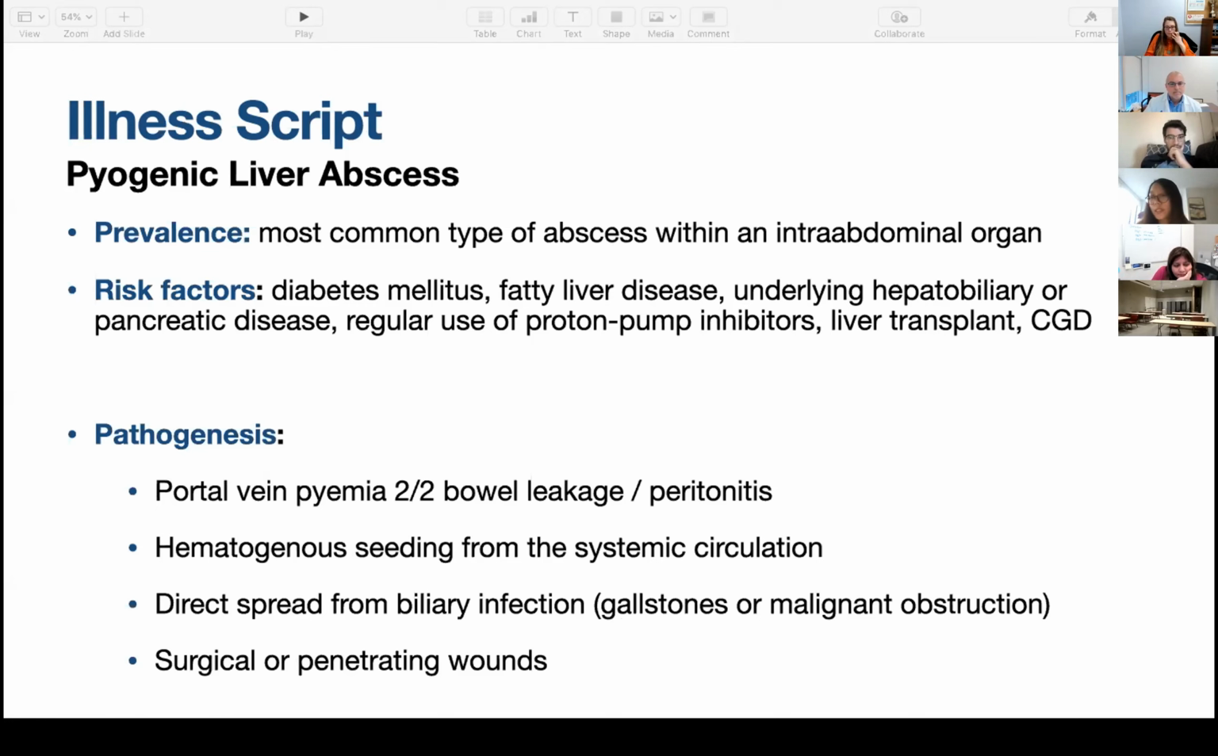And the pathogenesis, it's usually secondary to portal vein pyemia, secondary to bowel leakage and peritonitis. Also it could be caused by hematogenous seeding from the systemic circulation. Also, it could be caused by direct spread from biliary infection, gallstone or malignant obstruction, likely for this patient, and also surgical or penetrating wounds.